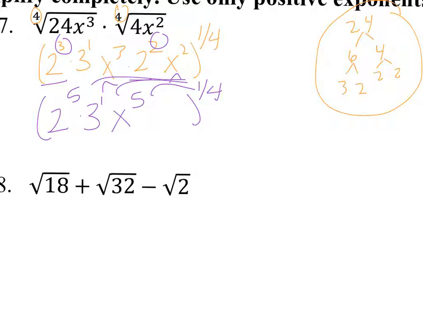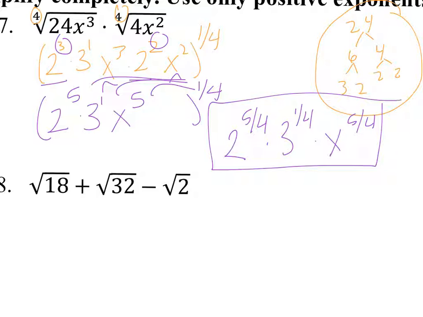Power to a power, you multiply. So 5/4 times 3 to the 1/4 times x to the 5/4. And that's my final answer for that one.